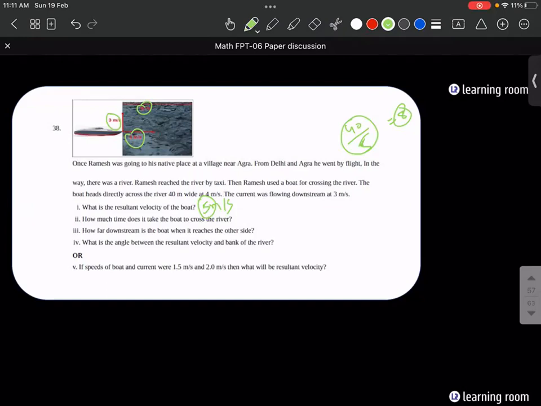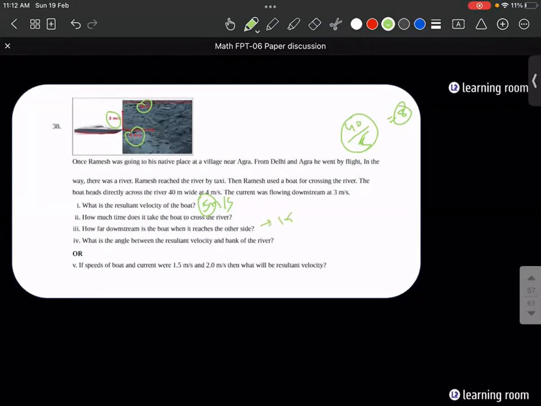So what is the answer? How far downstream is the boat when it reaches the other side? Submit this quickly. So 3 into 5, answer should be 15.